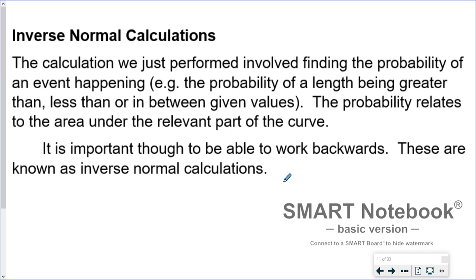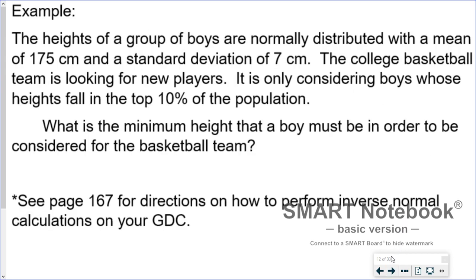So now we'll talk about inverse normal calculations. We just did a calculation where we had to find the probability of an event happening. The probability relates to the area under the relevant part of the curve. It is important, though, to be able to work backwards. These are known as inverse normal calculations, and you'll see what we're talking about here in a moment. So, an example of that.